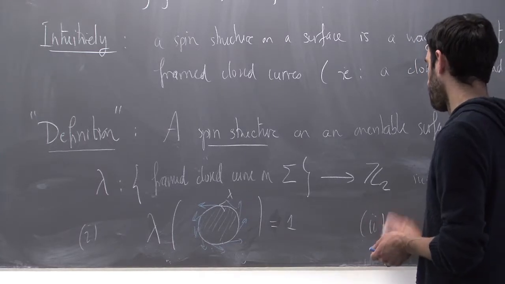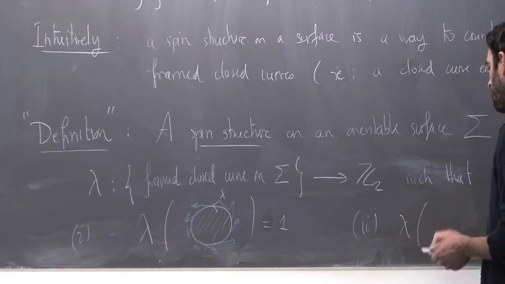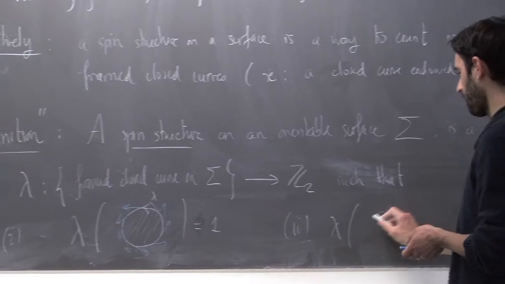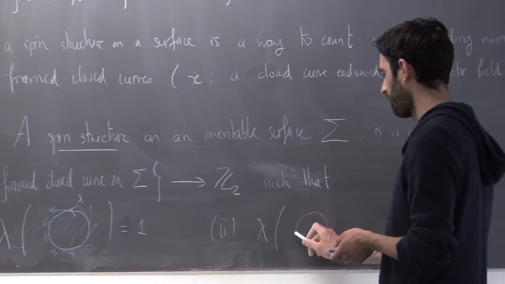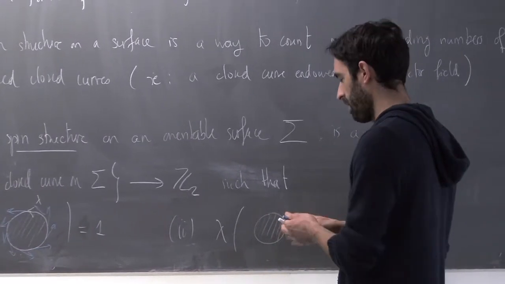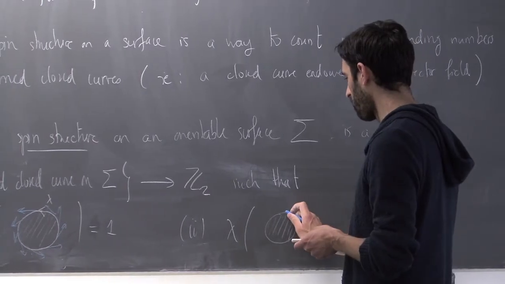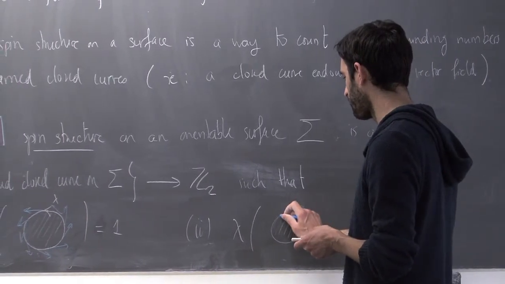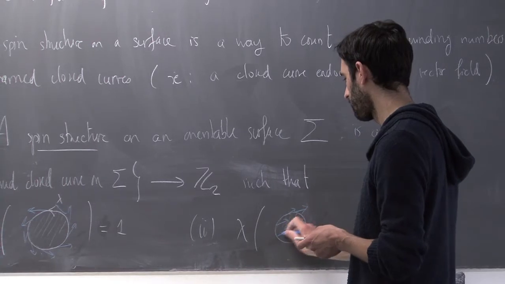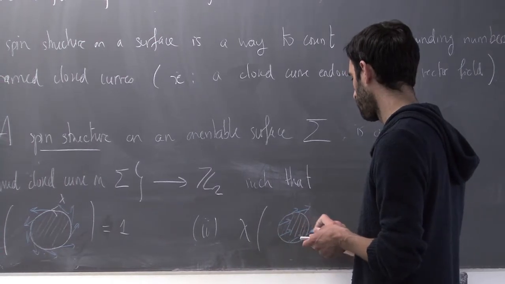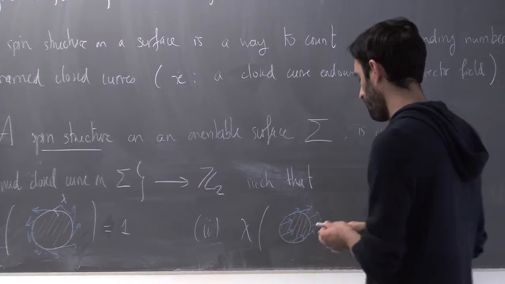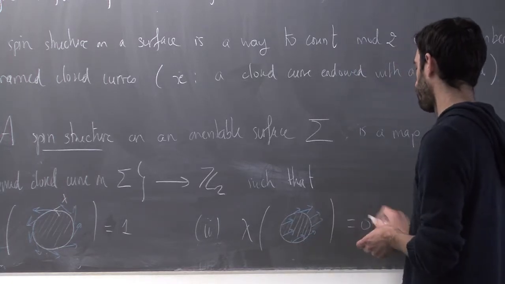And on the other hand, if I take, same thing, a small disk, I look at its boundary, but along the boundary the vector field is constant, this should count as 0.